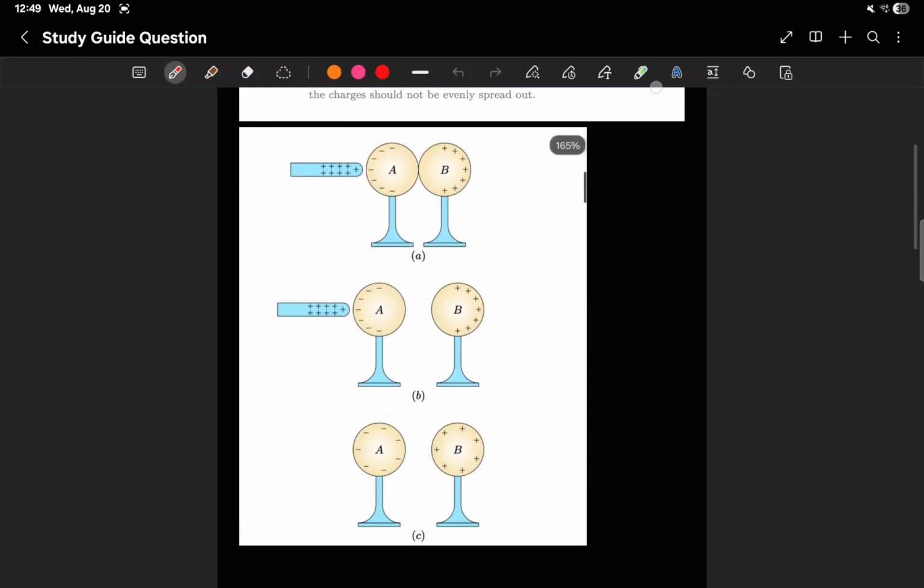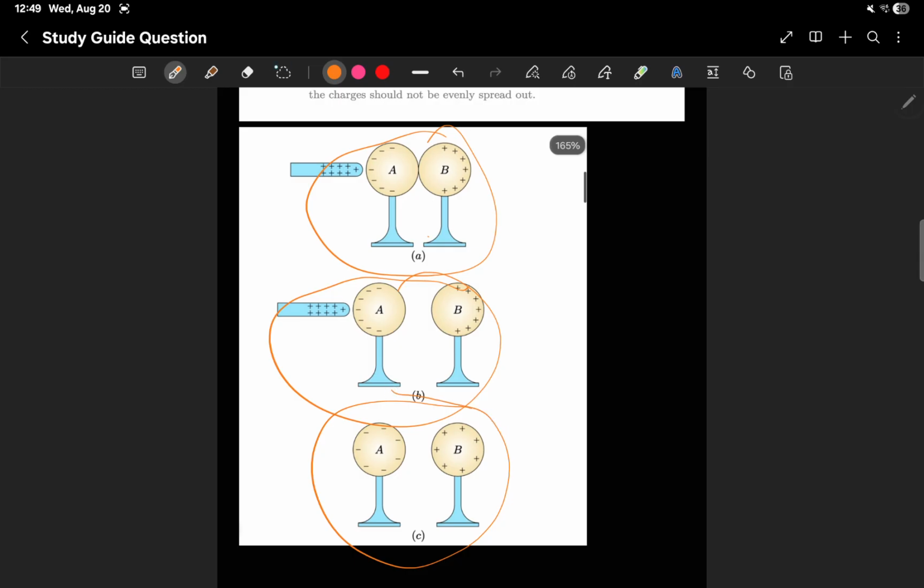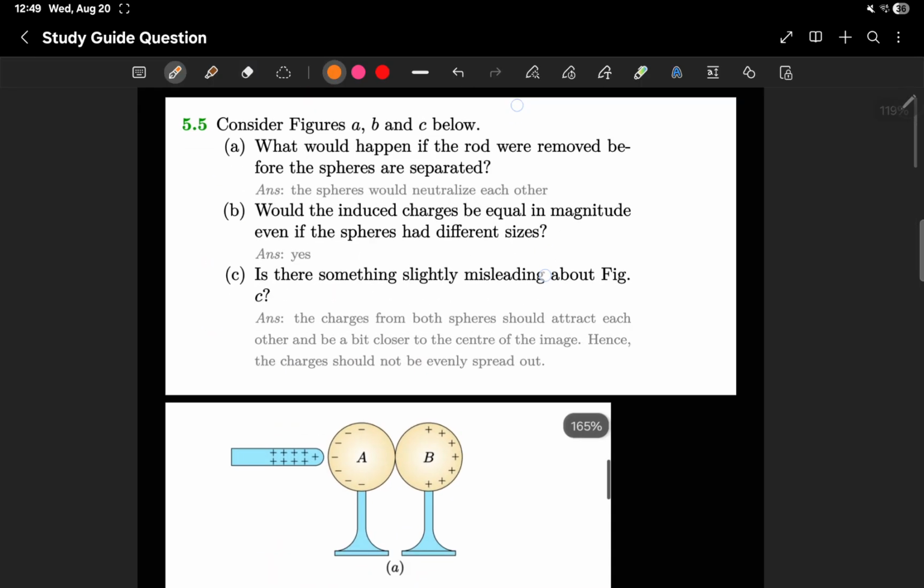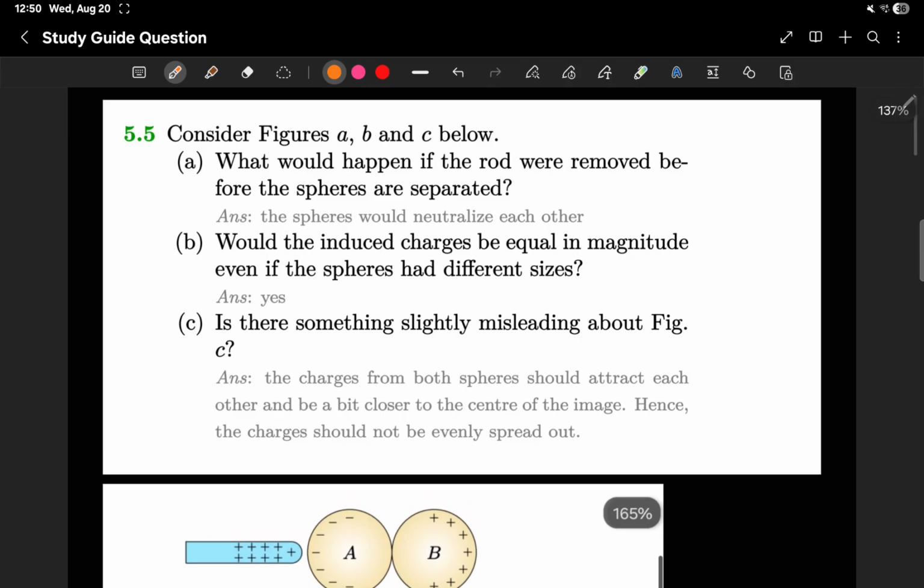So we have three figures here, figure A, figure B, and figure C. They all have two metallic spheres, and then we have a glass rod that's positively charged. So, we're considering the three figures below, and we'll start with part A. It says, what would happen if the rod were removed before the spheres are separated?